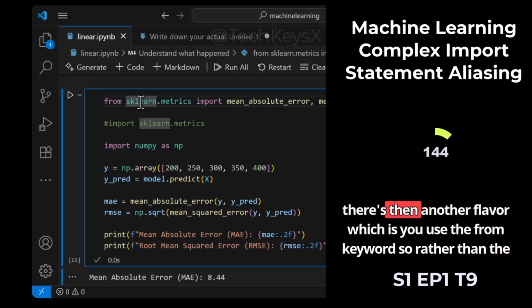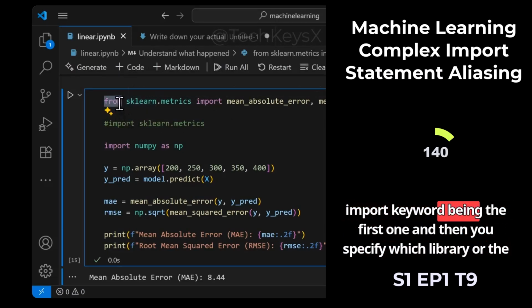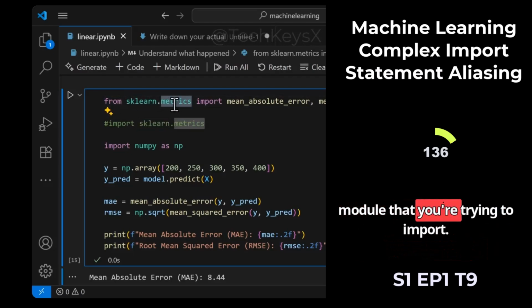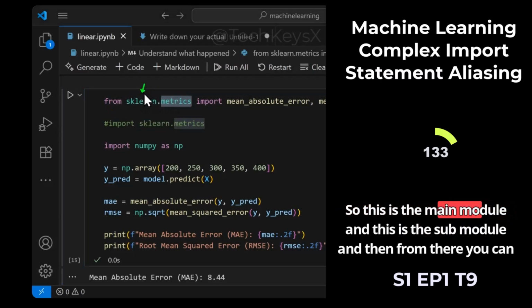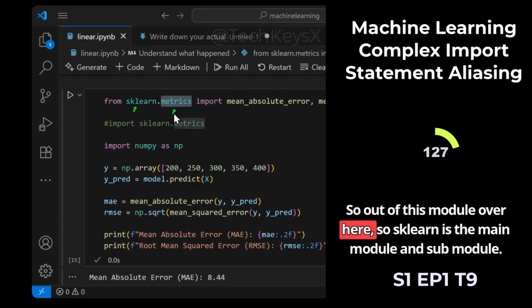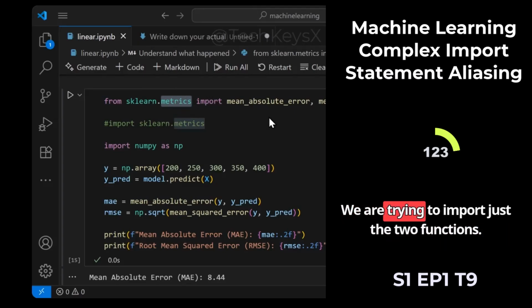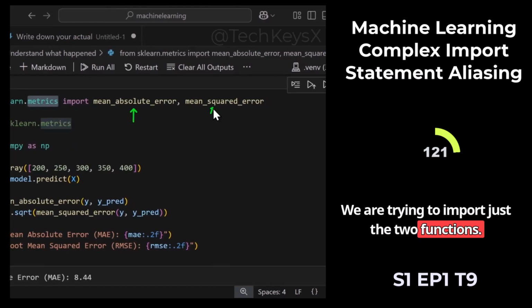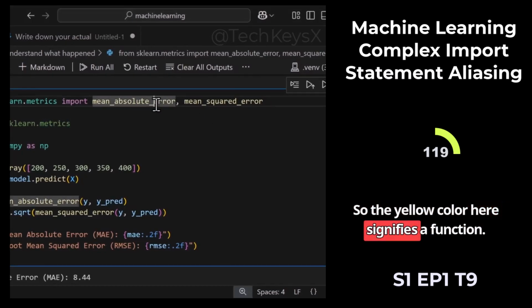And you can see there's then another flavor, which is where you use the from keyword. So rather than the import keyword being the first one, and then you specify which library or module you're trying to import, this is the main module and this is the submodule. And then from there, you can see the import word. So out of this module over here, sklearn is the main module, and we are trying to import just the two functions. The yellow color here signifies a function.